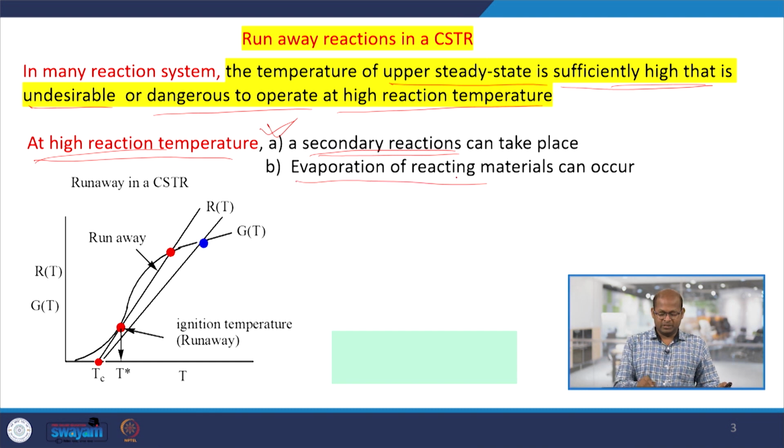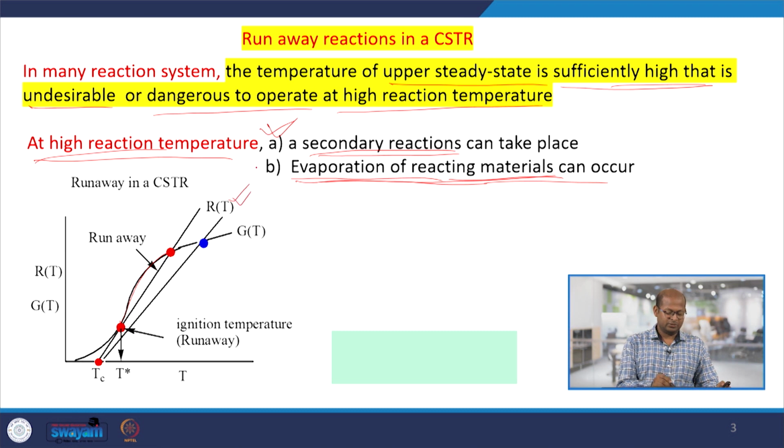So, we always expect the reaction to be operated at a temperature where undesirable reactions and side product formations are less. The second possibility is evaporation of the reacting materials. Either side reactions, undesired product formation, or evaporation of the reactant materials, these are the possibilities. So, how can we avoid the runaway conditions? This line is the runaway condition.